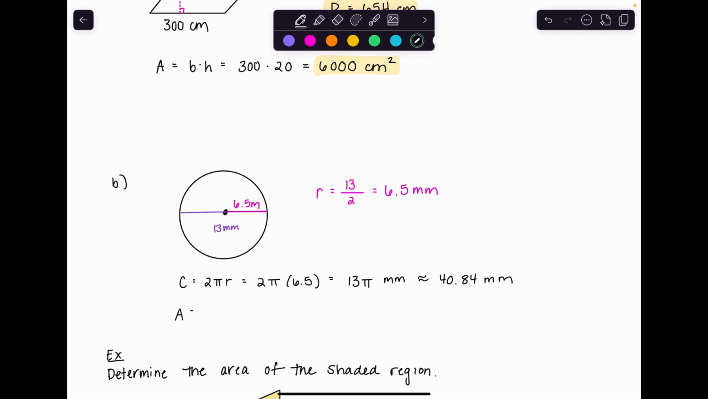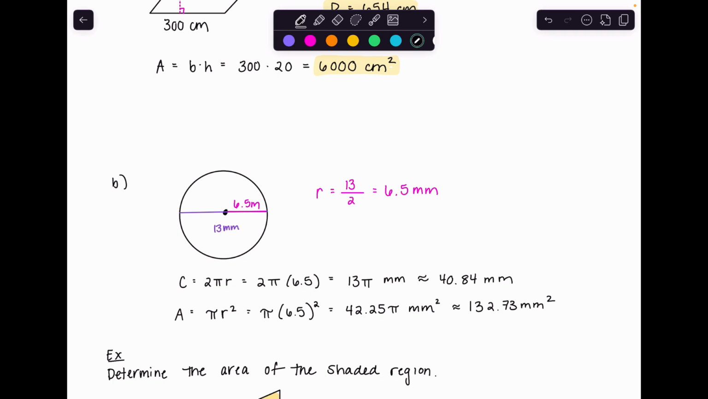To do my area, same thing. My formula is pi r squared. So plugging in that my radius is 6.5, if I square that, the exact value is 42.25 pi millimeters squared. And then if you do 42.25 times pi, approximately this is 132.73 millimeters squared. Okay.